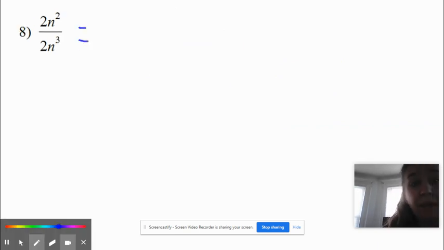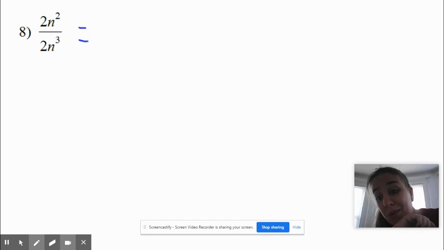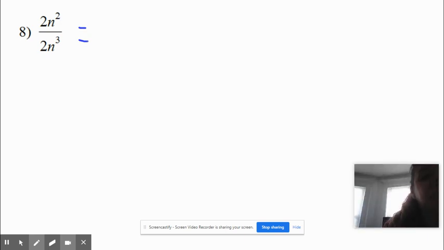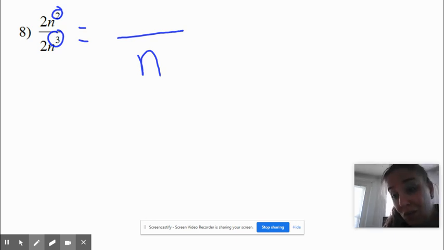Okay. Now we have 2 over 2, which also just cancel out. 2 divided by 2 is 1, and we don't really write 1s unless we're using it as a placeholder. But we do have these n's. 3 minus 2 is 1. It's going to go in the denominator because that's where the bigger one was. But we can't have nothing in the numerator. So it's just 1 over n for question 8.